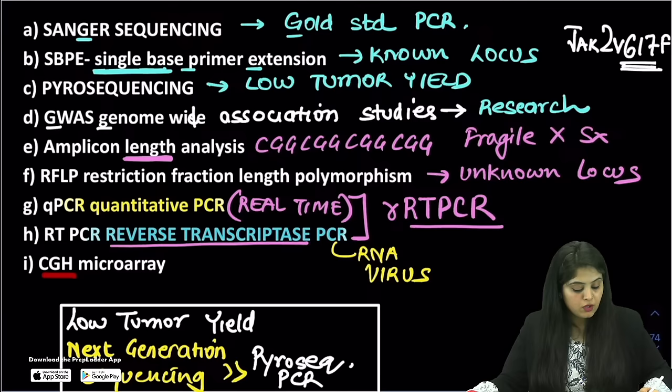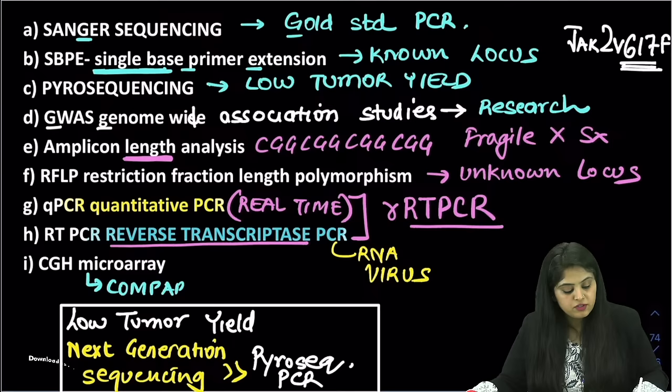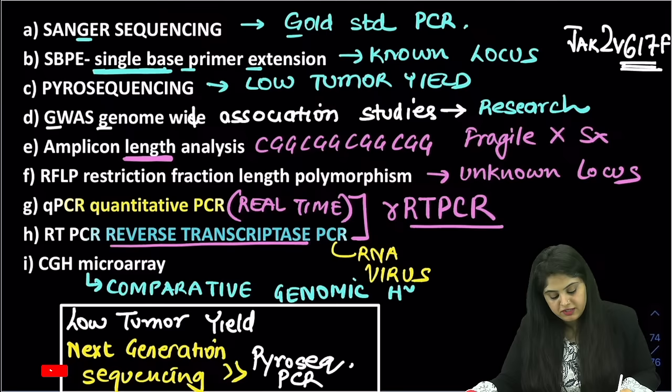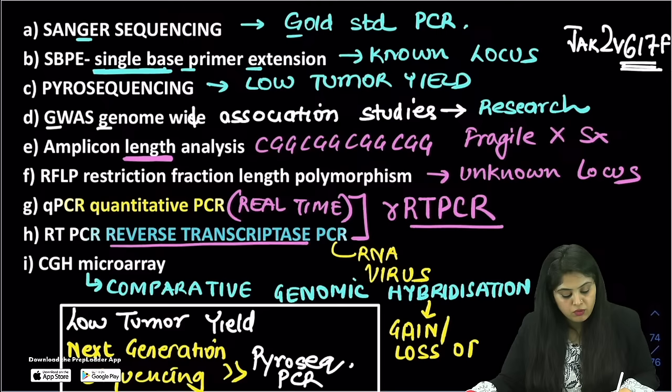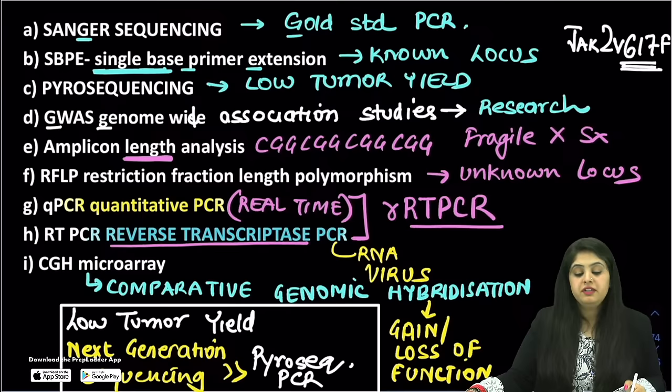Finally, there's something called CGH. CGH is comparative genomic hybridization. Please remember, when do we do this? You will do this whenever you want to know gain or loss of function. If you want to find out whether the gene is working more or the gene is working less, then we'll be doing it. Now I'm going to put up a blank slide for everyone's revision so that you know that you have been able to gather something.